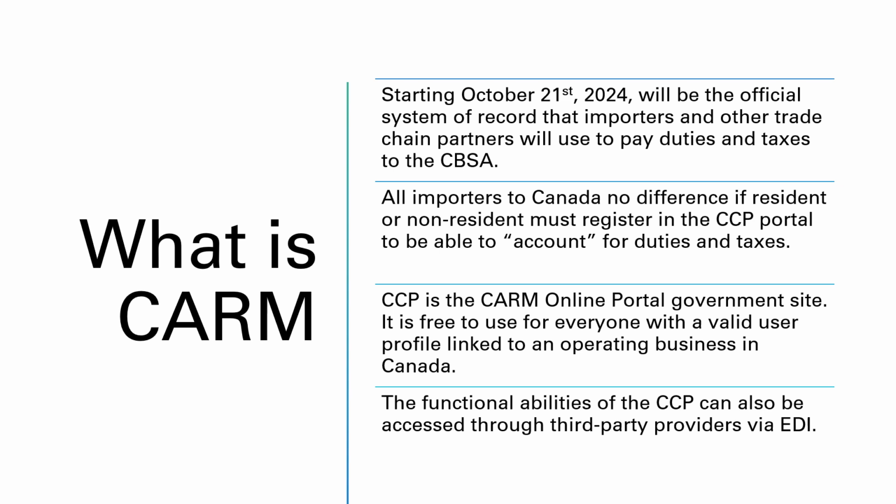CCP is the CARM online portal. It's a government site. It is free for use for everyone, and you must have a valid user profile linked to an operating business in Canada to be able to use it. There are other functions that third-party providers can also make use of the CCP through EDI and API functions.